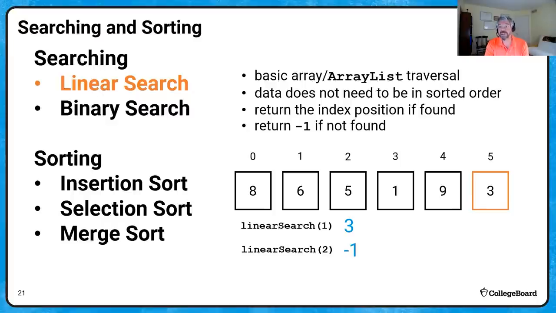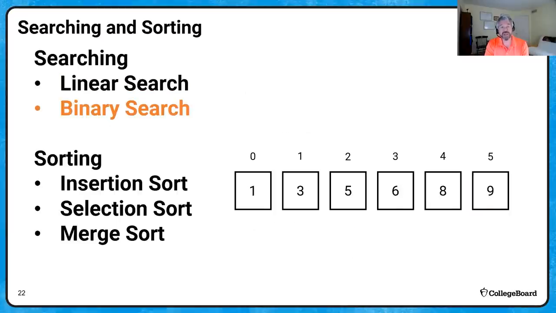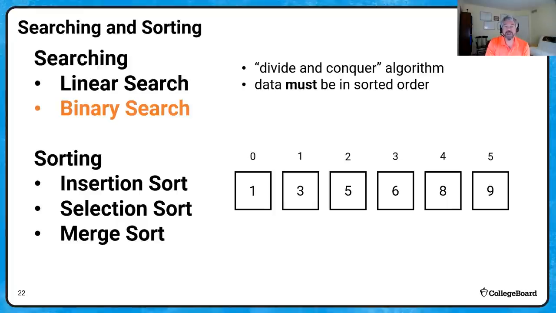And really a linear search is just a basic ArrayList traversal. Okay, now binary search, on the other hand, is a little different. Binary search is a divide and conquer algorithm, which means that we're going to end up splitting some things in half as we go. And for a binary search to work, and I'll explain why in just a second, the data has to be in sorted order. So I can't use a binary search for random data. It has to be sorted before I can start, either ascending or descending order.